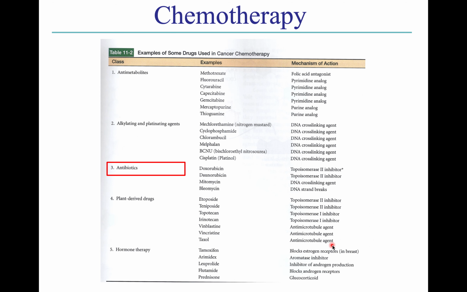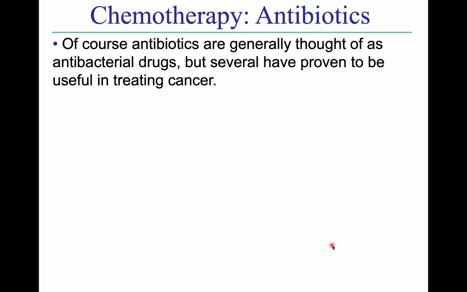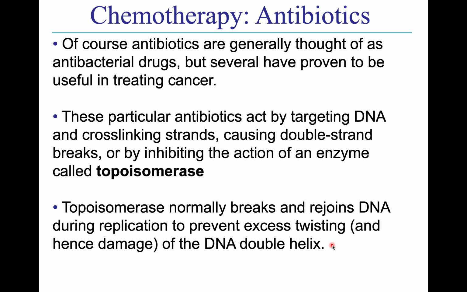Then we have antibiotics, and of course, we usually think of antibiotics as something we're going to take to kill bacteria rather than cancer cells. But there are a number of antibiotics that have been shown to have some chemotherapeutic utility. And in particular, these are antibiotics that would work by either cross-linking DNA in a manner we were just talking about. They might intentionally induce double-stranded breaks, or they could inhibit this enzyme called topoisomerase. There's a few examples of antibiotics working in that manner.